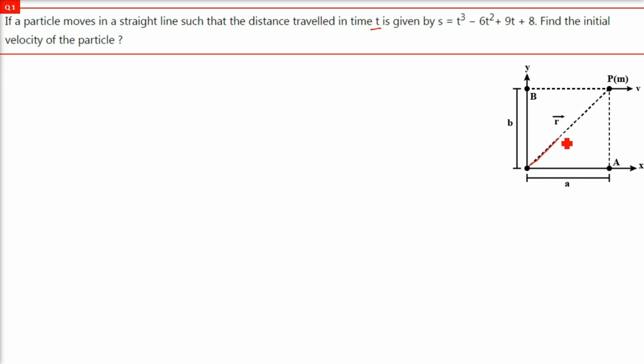Now this particle is traveling like this in a straight line. So this is the straight line movement and it is governed by this particular equation. So the initial velocity of the particle, when time is equal to 0, that will be the initial velocity. Velocity, by physics also, is the rate of change of distance. So s is the distance. So s is equal to t cube minus 6t square plus 9t plus 8.